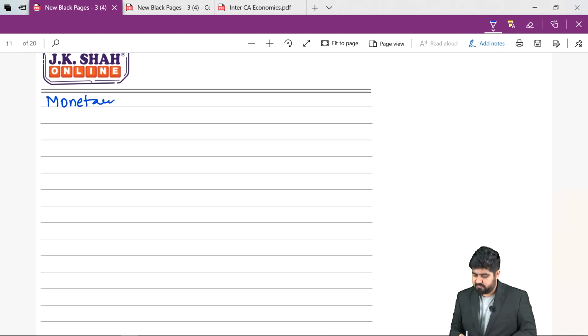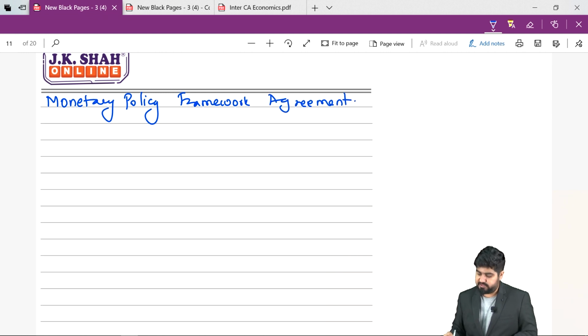Monetary policy framework agreement. Now friends, you need to learn by heart the points which I am saying to you, very important points. What is monetary policy framework agreement? First of all, it is an agreement between the central government and RBI. Second, it was made by amending our RBI Act and it is applicable from 2016. The main aim is inflation targeting.